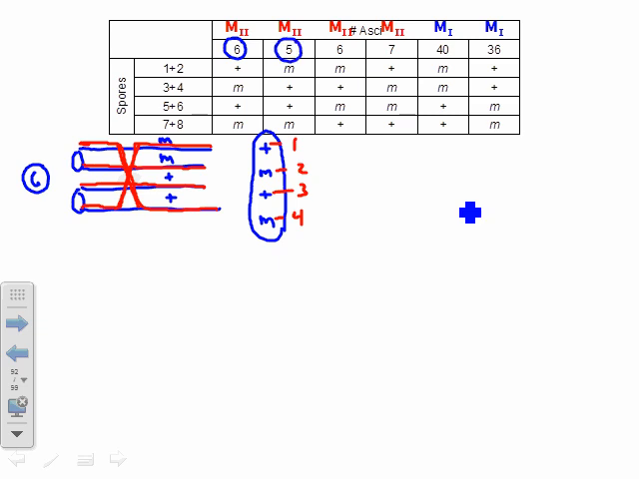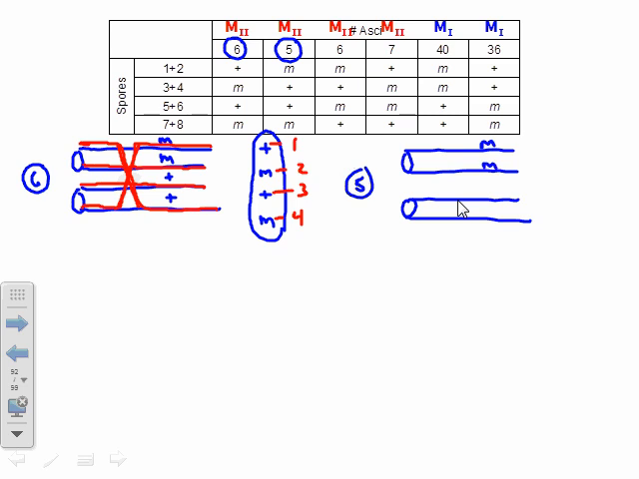Let's take a look at the next one, this one that has the five different asci with that particular pattern. Again, we can draw our sister chromatids. Again, it's a methionine mutant on one and a wild type on the other. In this case, the spore pattern was M plus M. Again, where would crossing over have to occur for this spore pattern to be produced? In this case, we could have crossing over between the second and the fourth sister chromatid.